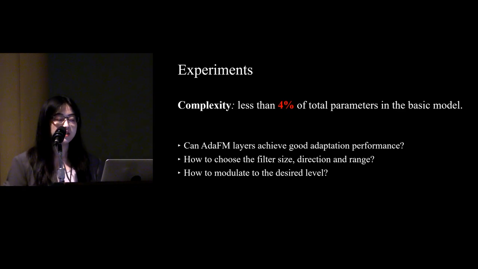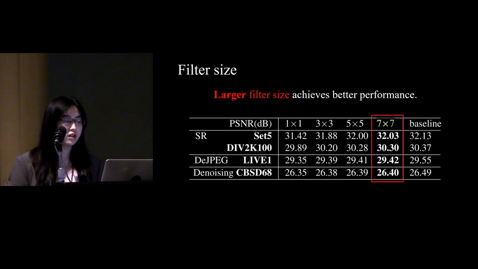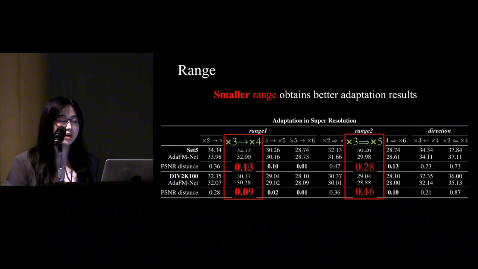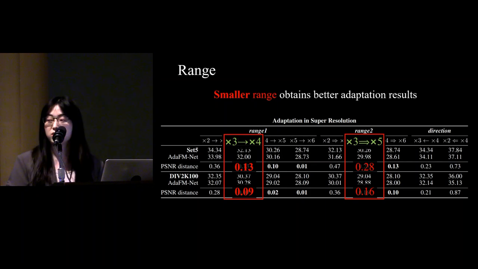We find that a larger filter size achieves better performance and is very close to the baseline. And from easy to hard is better than from hard to easy. For example, from JPEG quality 80 to 10 is better than from 10 to 80. And a smaller range obtains better adaptation results. For example, in super resolution, times 3 to times 4 is better than to times 5.